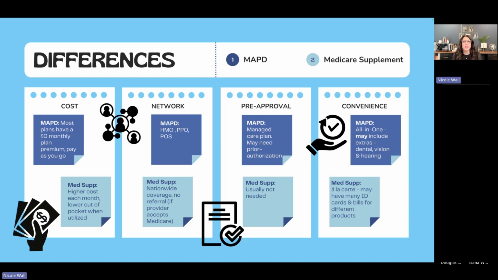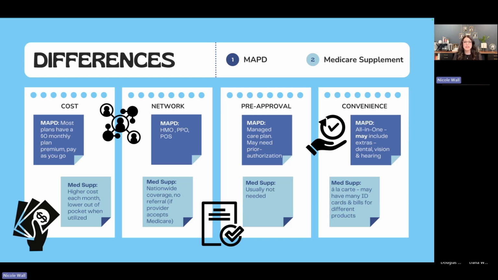No problem. And then lastly, convenience. Okay. I think this is really where the Medicare Advantage plans shine, is that they're an all-in-one type of plan. So you just have one card basically for everything. With the Medicare Advantage plans, like I said before, they may include those extras, dental, vision, hearing, over-the-counter credits, gym memberships, all of that, and you use one card. And if it has a premium, then you have one bill to pay.